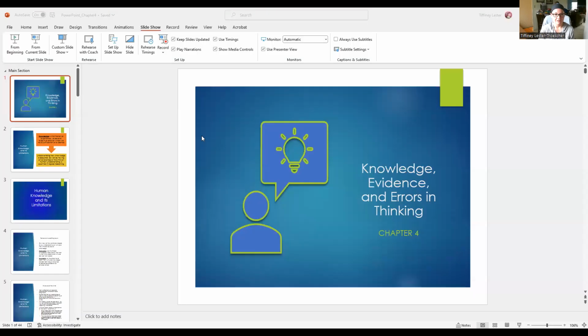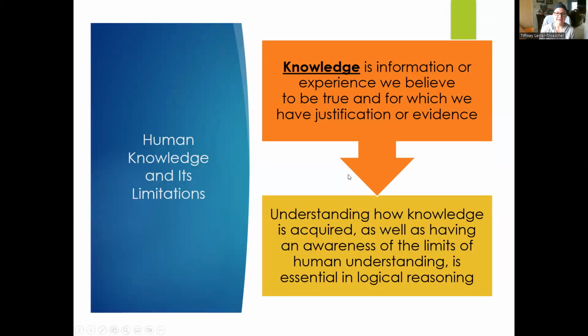I'm going to go over Chapter 4, which is all about knowledge, evidence, and errors in critical thinking. All right. So we start off with what knowledge is, right? And it probably seems like a pretty easy answer. Knowledge is just the information or experience that we believe is true. We believe it's true because we have justification or evidence to support that it is true.